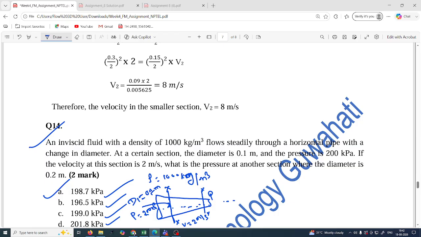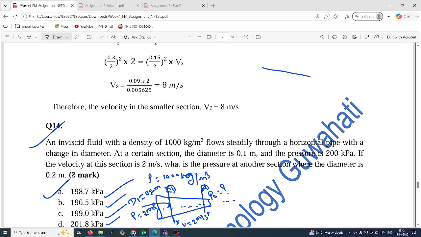This is not in the atmosphere, you cannot say directly this is atmospheric pressure. We are taking this section inside, some upstream of the outlet, remember. So this is your point 2, this is point 1, so you need to calculate the pressure at 2, another section where the diameter is 0.2. Okay, so the figure should be reversed, or okay, let me draw here very carefully.